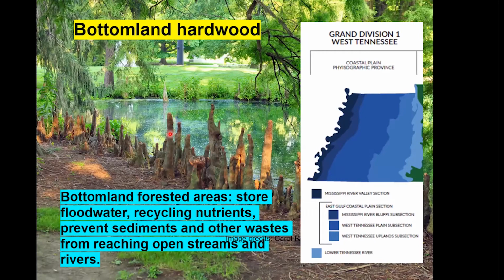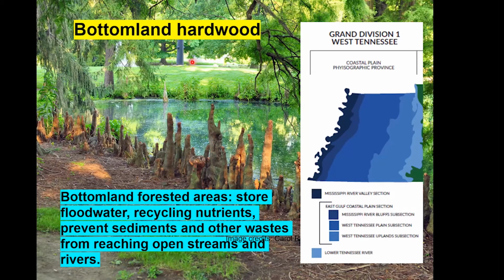Here are those cypress knees I was talking about. The trees are probably right here, and then these are the roots that pop up. Even if the area flooded, these roots would provide oxygen to the tree, so the tree wouldn't die. They can basically live right through a month long or even longer wetness period. They're very prone to wet areas. These forested areas store flood water, they recycle nutrients, and they prevent sediments and other waste from reaching open streams and rivers.